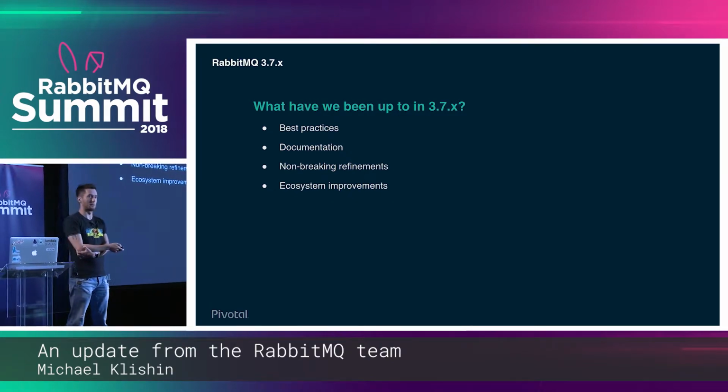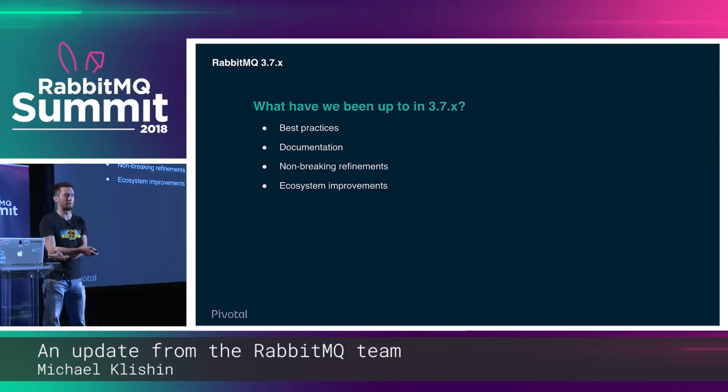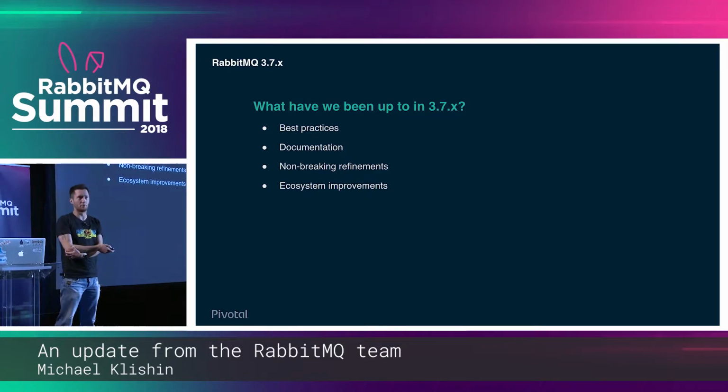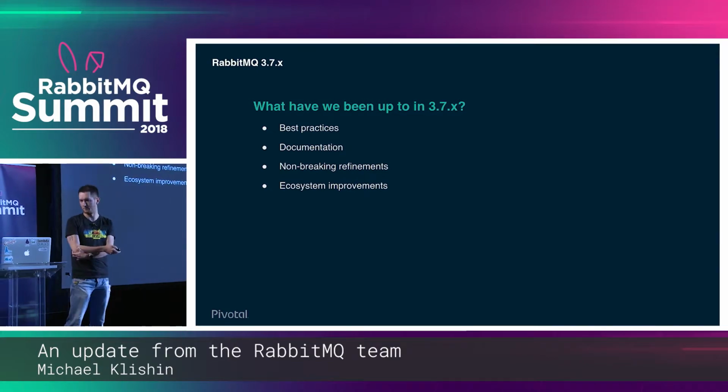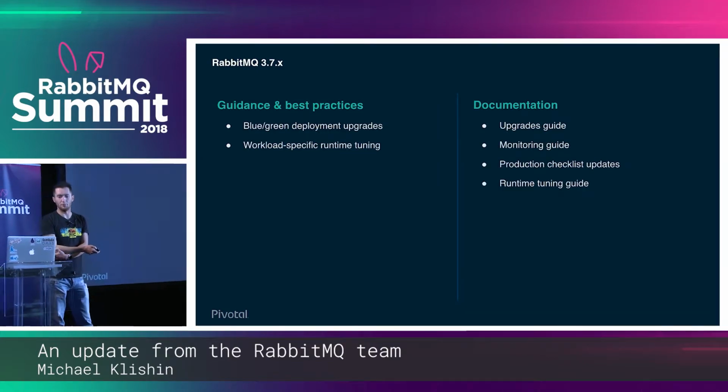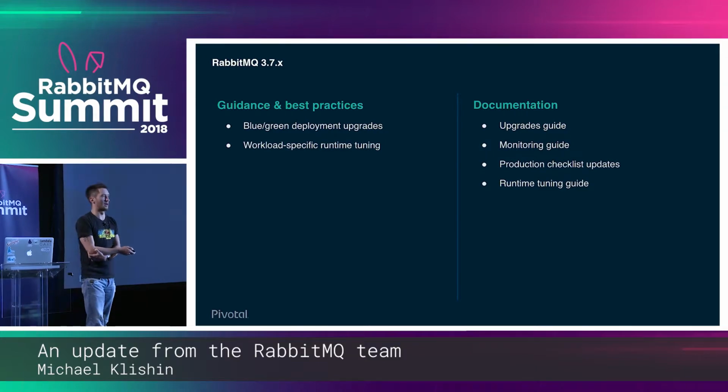We focused on things that are not necessarily code, but are very important in our opinion. So best practices, documentation, non-breaking changes, as always, improving the ecosystem, which is a pretty strong point for RabbitMQ. For example, we now have a guide and a pretty well understood practice of blue-green deployments. This is a way to upgrade where you have your original cluster, you bring up a new one, and you switch traffic over. In my opinion, this is the lowest risk way of upgrading. Should anything go wrong, you can always go back to the system you already have.